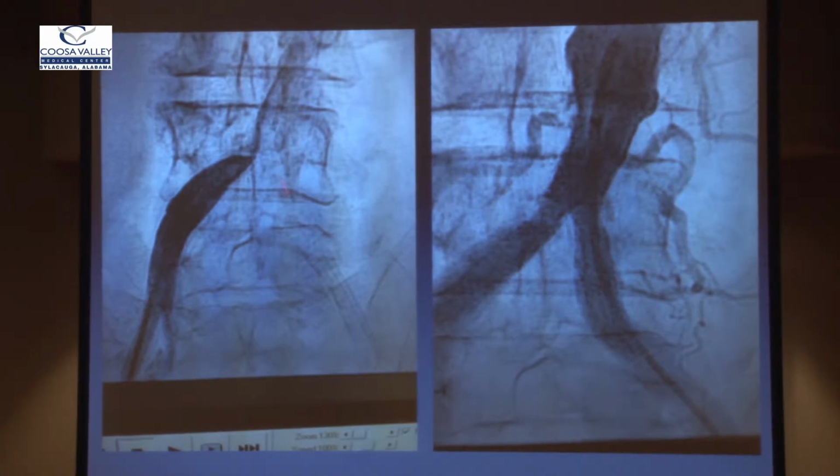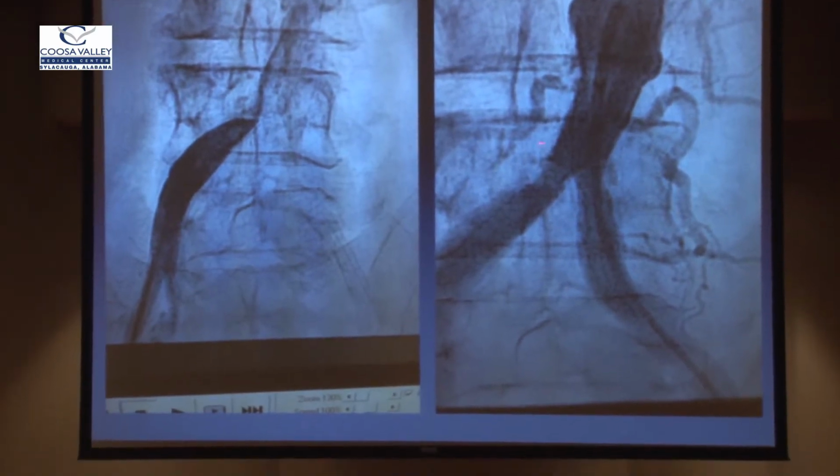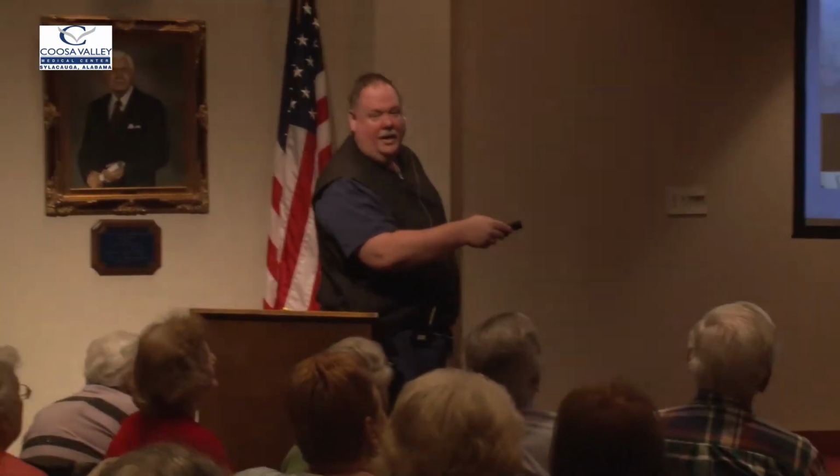So it doesn't mean that this is closed and this is closed, it means that this one's closed right there. And so what we did is I was able to get a wire up across there and balloon it, and if you kind of look at that, like hatch mark things, that's a stent that's in there. So we open that up with a stent, and now you can see good blood flow going down that right leg.